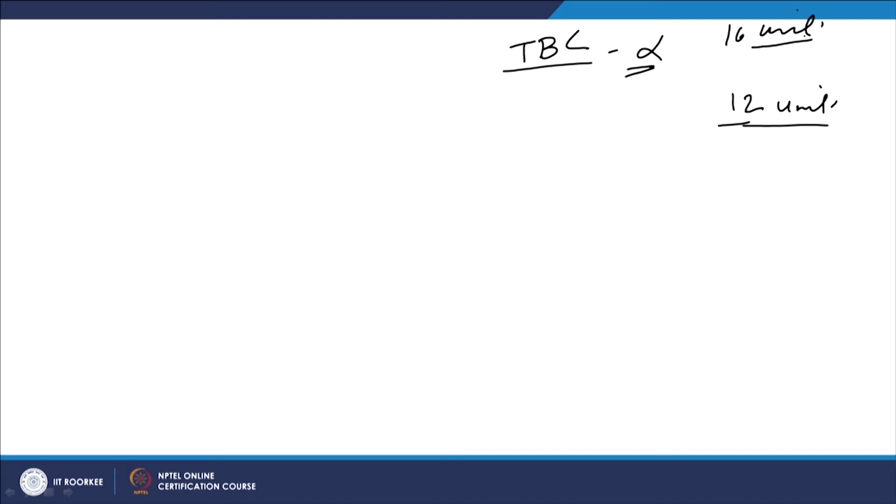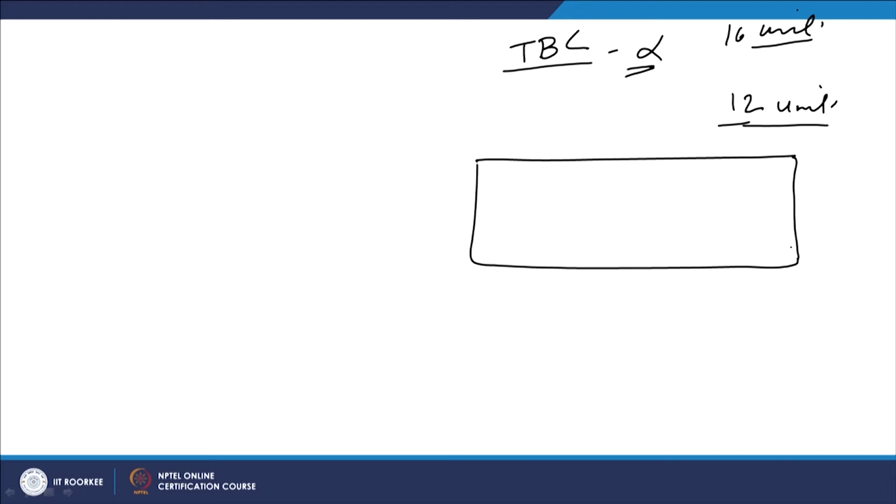But it has been found that thermal barrier coating materials with a large difference in alpha value are a problem. If the steel has a thermal expansion coefficient of 12 units and the coating material has 16 units, this kind of mismatch will lead to a tendency for spalling or chipping off of the coating material.